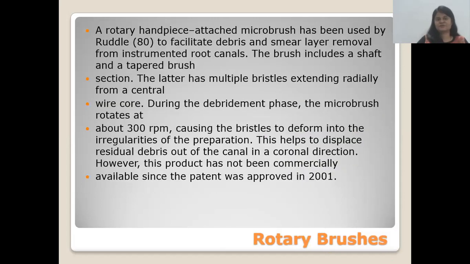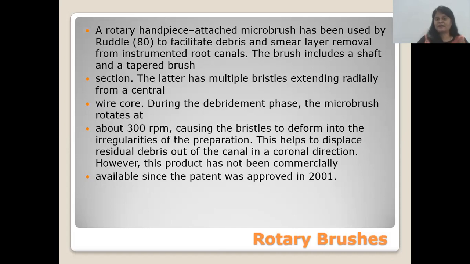Then coming on to the next one, the rotary brushes. A rotary handpiece attached with a micro brush has been used by Ruddle to facilitate debris and smear layer removal from the instrumented root canal. The brush includes a shaft and a tapered brush section. The latter has multiple bristles extending radially from the central wire core.